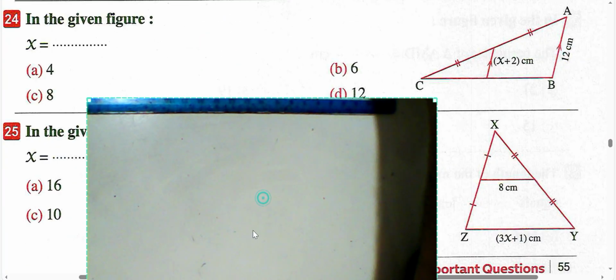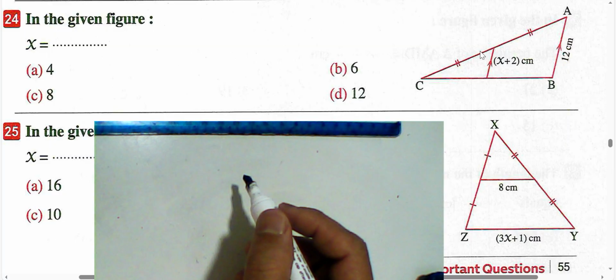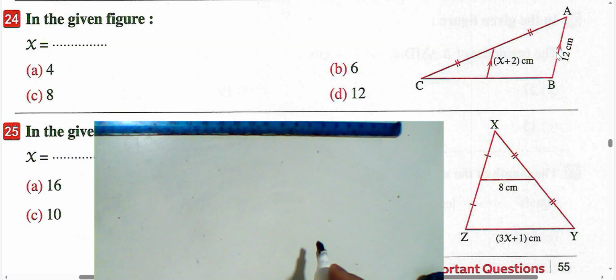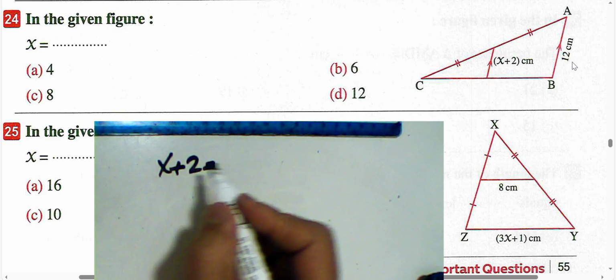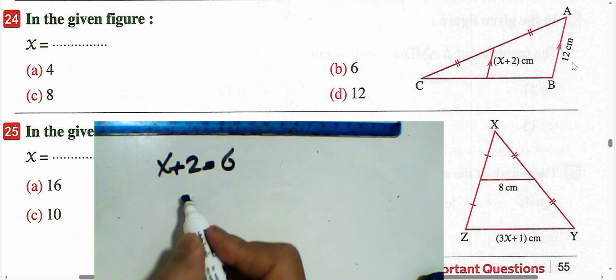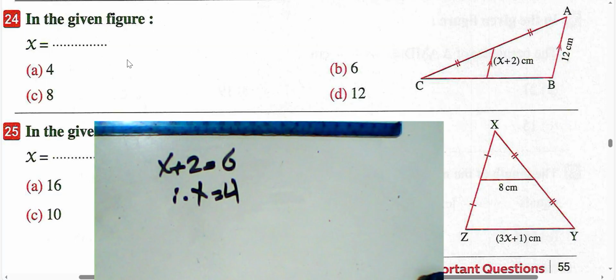Number 24, the given figure, this will be what? We have a straight line going from the midpoint of CA and parallel to the base. Then this line segment or this ray bisects the third side, and the length of x plus 2 will be half of the base. Half of 12 equals 6. Then x will be 6 minus 2, which is 4. The length here will be 4.